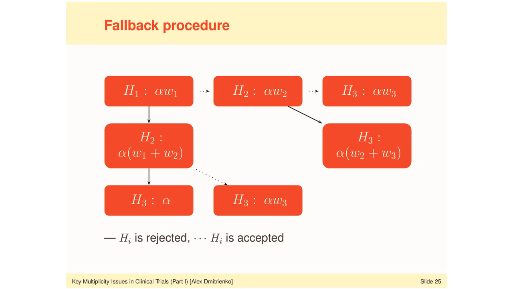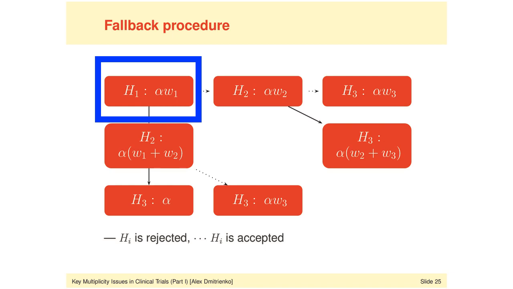The diagram on slide 25 provides a visual summary of the underlying decision rules. Here we're looking at all possible outcomes of the tests for the hypotheses H1 and H2, and we can compute the resulting significance levels for the hypotheses H2 and H3. For example, there's only one option for the hypothesis H1 because it's the first hypothesis, the first test in the sequence. It is always tested at the same level, specifically at alpha times W1.